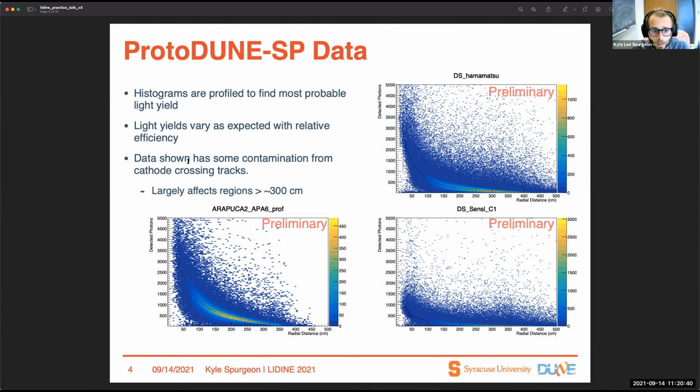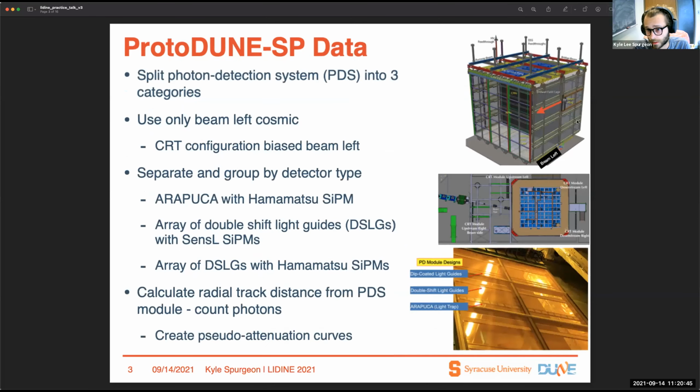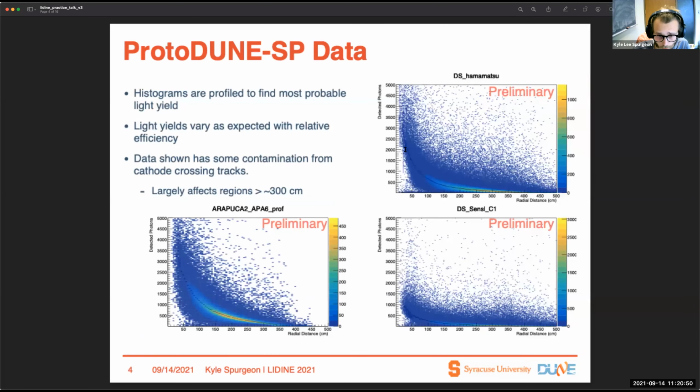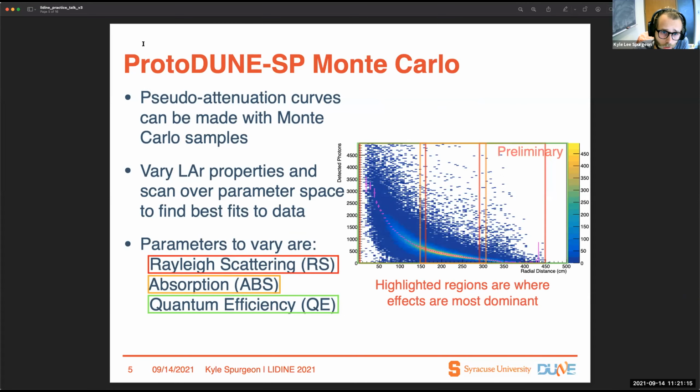The data shown here, as a note, does have some contamination from cathode-crossing tracks. These are tracks that start on, say, beam right, here and then cross the cathode into beam left. We are removing those and we'll have updated results. This largely affects distances greater than 300 centimeters, so say here and beyond. As we move through this process, I'll show you where that effect is. It doesn't affect the gross results of this analysis, but it is being removed currently, and we'll have updated results for proceedings. But again, we don't expect any changes because it's a small section of this that changes.